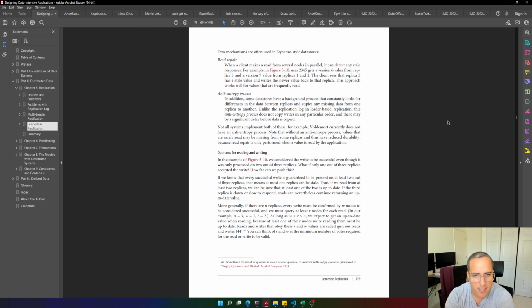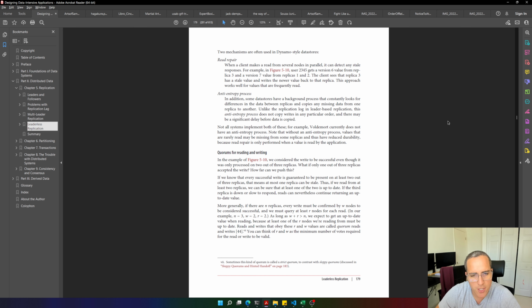Quorums for reading and writing. In the example of figure 5-10, we consider the write to be successful even though it was only processed on 2 out of 3 replicas. What if only one of the 3 replicas accepted the write? How far can we push this? If we know that every successful write is guaranteed to be present on at least 2 out of 3 replicas, that means at most 1 replica can be stale. Thus, if we read from at least 2 replicas, we can be sure that at least one of the 2 is up to date. If the third replica is down or slow to respond, reads can nevertheless continue returning an up-to-date value.